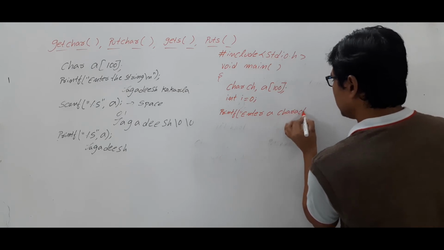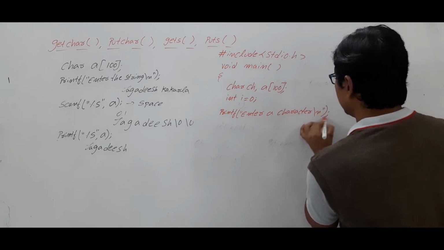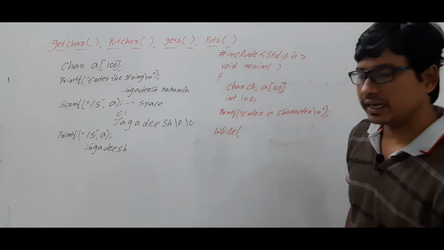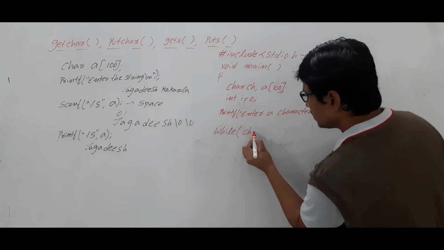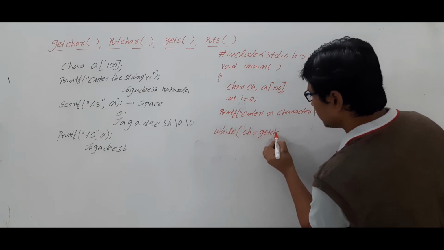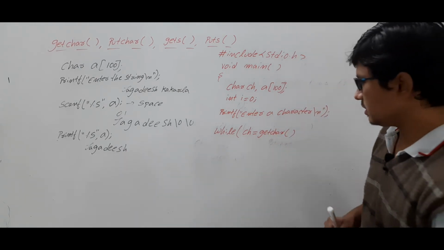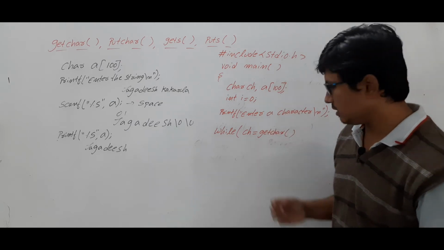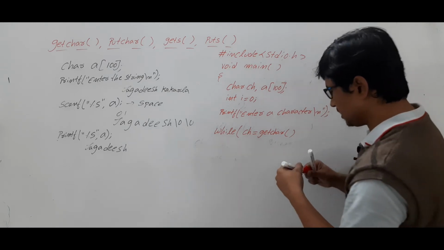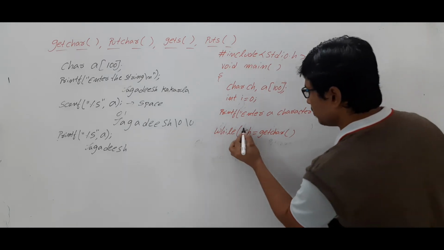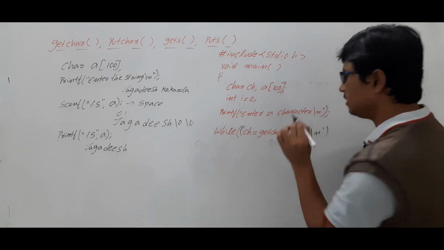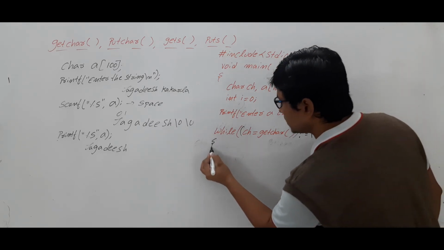Enter a character \n. While ch is equal to getchar, so you are using a getchar function to read a character and you are storing it in a variable called ch, and then you will check it. It should not be equal to \n.